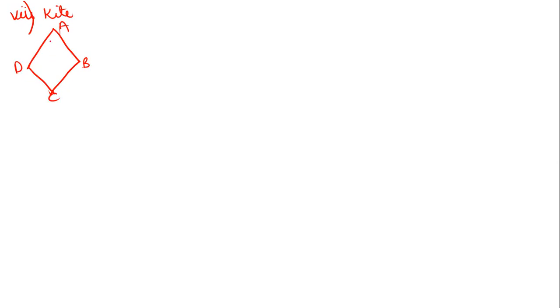This is a kite. Now in a kite, only one property we are going to learn: that the two pairs of adjacent sides are equal to each other. Clear? So two pairs of adjacent sides are equal means this side is equal to this side and this side is equal to this side. Clear? So I hope you understood all the properties of all the types of quadrilaterals. Now let us move on to the next part.